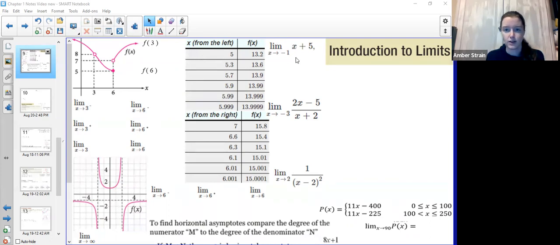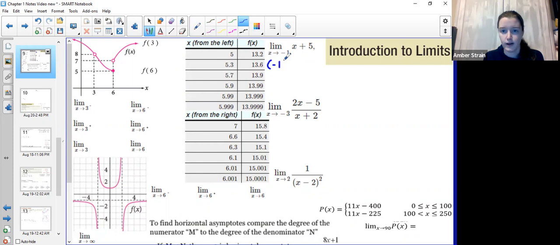So if they started out with just an equation like this one right here, what is the limit of x plus 5 as x goes to -1? Well, the limit as the x value approaches -1 is just going to be what is going on at an x value of -1. So I would just say, okay, well, what is -1 plus 5? And that, of course, is 4. The answer is 4. The limit as x approaches -1 of x plus 5 is 4. Just as easy as that.